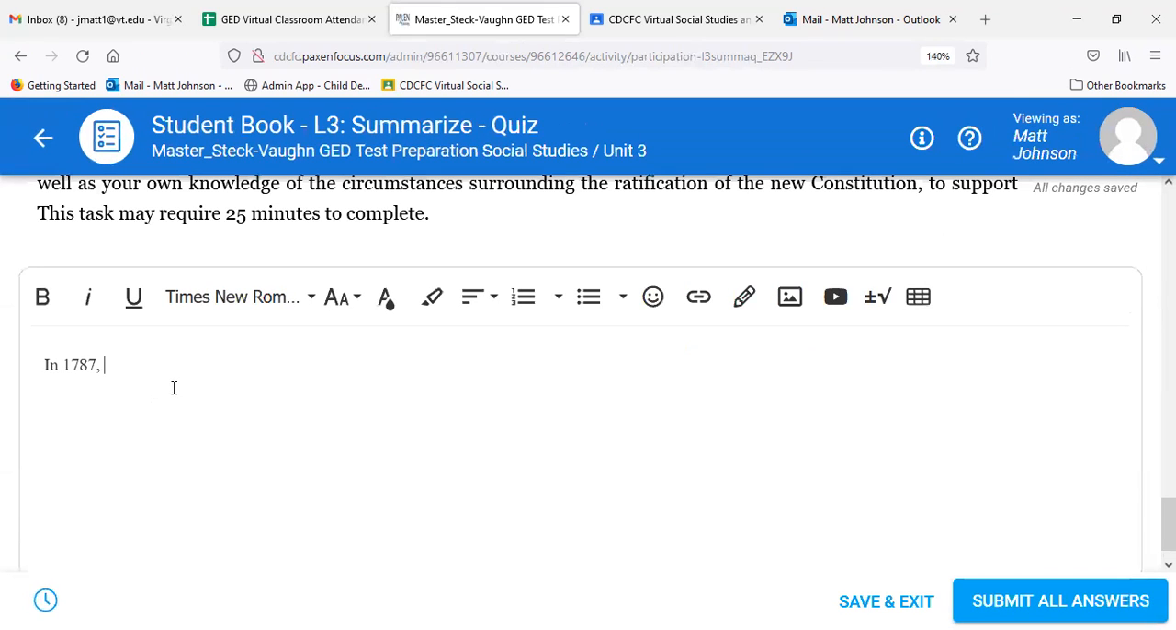Okay. So we'll just start off with that date, like in summer of 1787 or in 1787. That's the important date. So delegates met in Philadelphia.